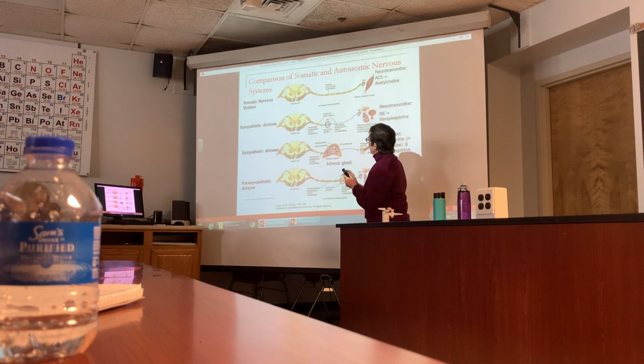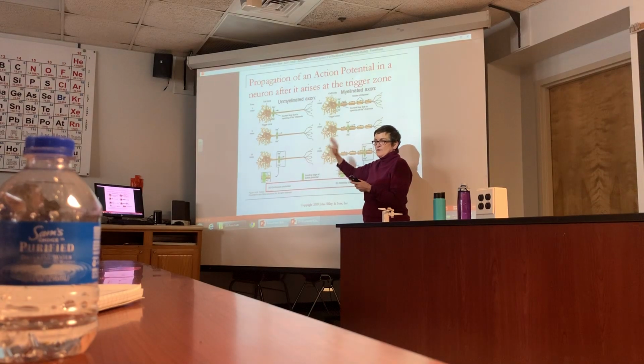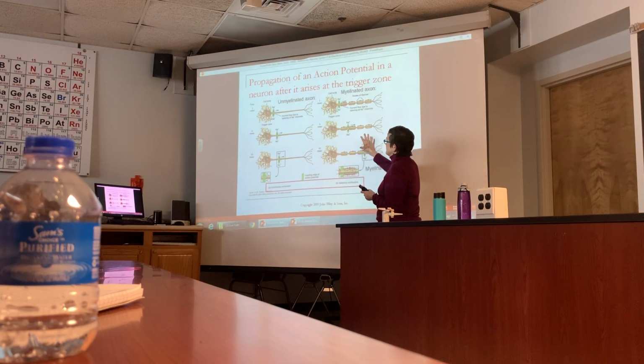One of the things about the somatic system is the entire axon is myelinated, and this results in faster neuron transmission, or nerve impulse transmission. So this is a picture from back in the nervous tissue chapter, and it's showing a comparison between unmyelinated and myelinated axons. I'm going to go back to that previous picture in a minute.